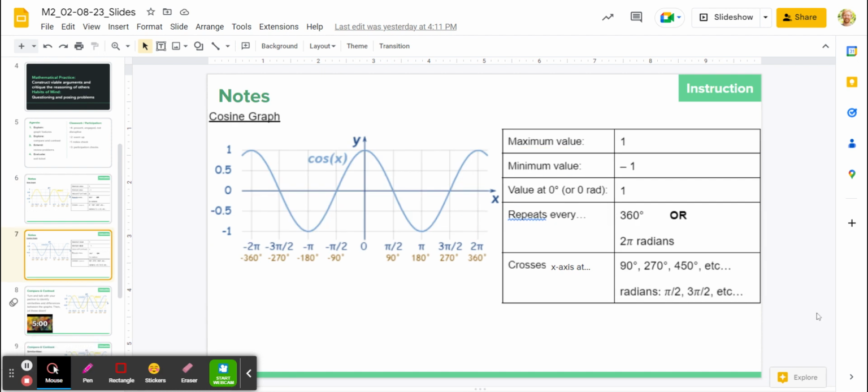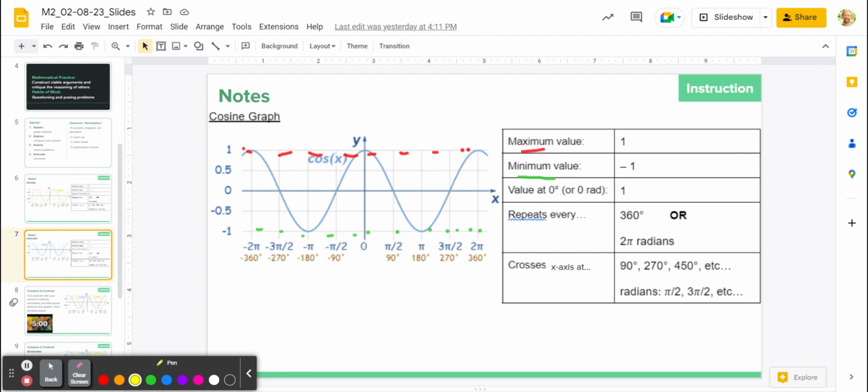Let's move on to the cosine graph. A lot of similarities here, but it is slightly different. So go ahead, copy down that table. You can do it as I'm talking, or if you want to pause the screen and come back, that's fine. Again, that max value, our cosine graph maxes out at 1. Our min value, similar to the sine graph, we min out at -1. So we're bounded by +1, -1.